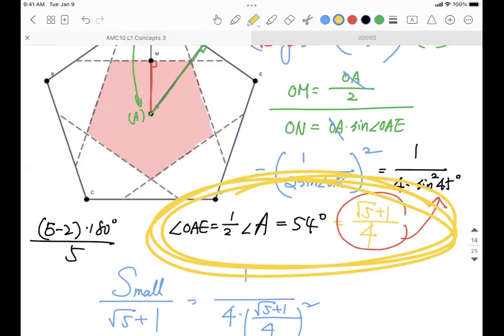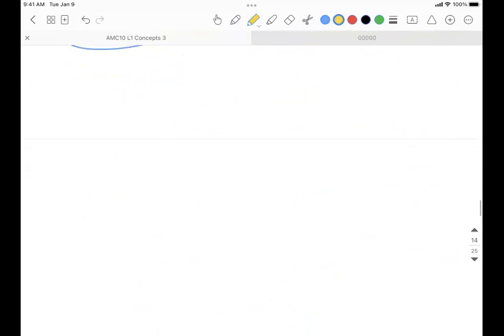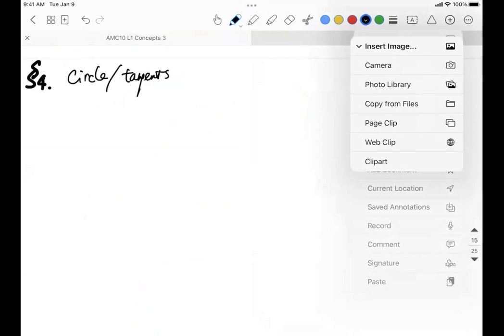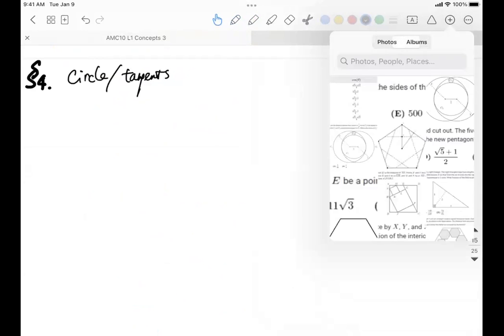Okay. If all good, let's go to our last category. The last category is more like circles and tangents. As long as you see a circle and a tangent, you're going to use all of this. Also, I'm going to give you an example.